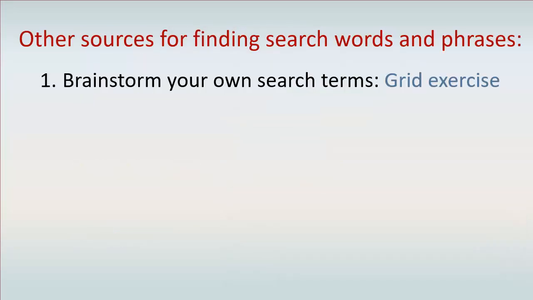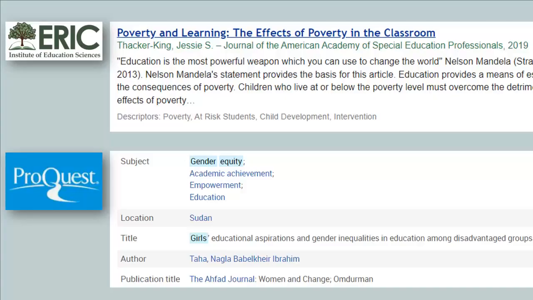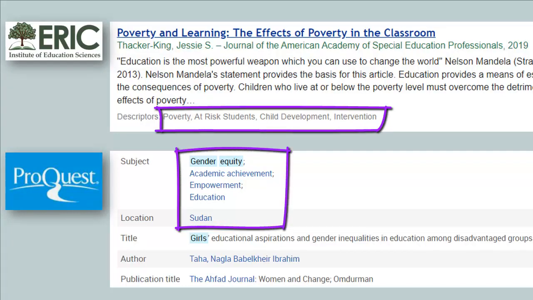Other sources for finding search words and phrases. In addition to brainstorming your own search terms using the grid exercise, you'll want to reuse subjects you find in library databases or other information sources. You've seen how article databases like ERIC and ProQuest contain their own search language. If you find subjects or descriptors which interest you, add them to your grid and use them when you search.